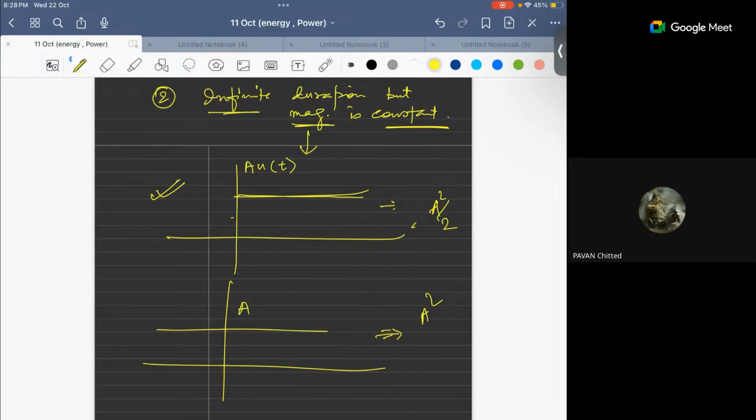There can be only two conditions: either it should be periodic. If it is periodic, then for sure it is a power signal. If it is not periodic, then it should be of infinite duration, but the magnitude should be constant.